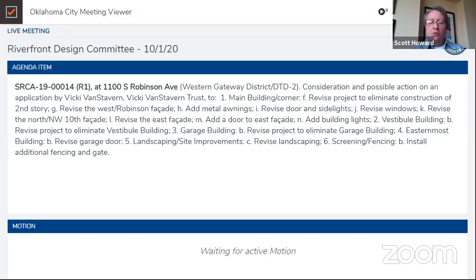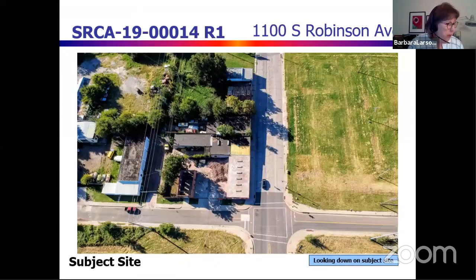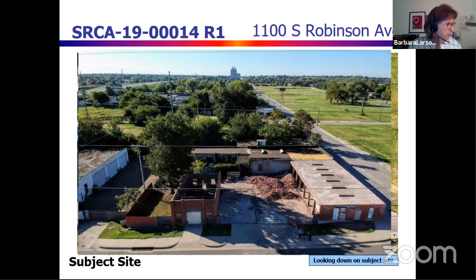SRCA-19-00014, R1 at 1100 South Robinson Avenue. We'll open it up for discussion. Well, I guess that means me, since I'm the one who asked to pull it. When I was listening to the Board of Adjustments, it came to my attention that perhaps the committee only reviewed this with regard to regulations and not to guidelines. It's my understanding that we've been asked to review on both.